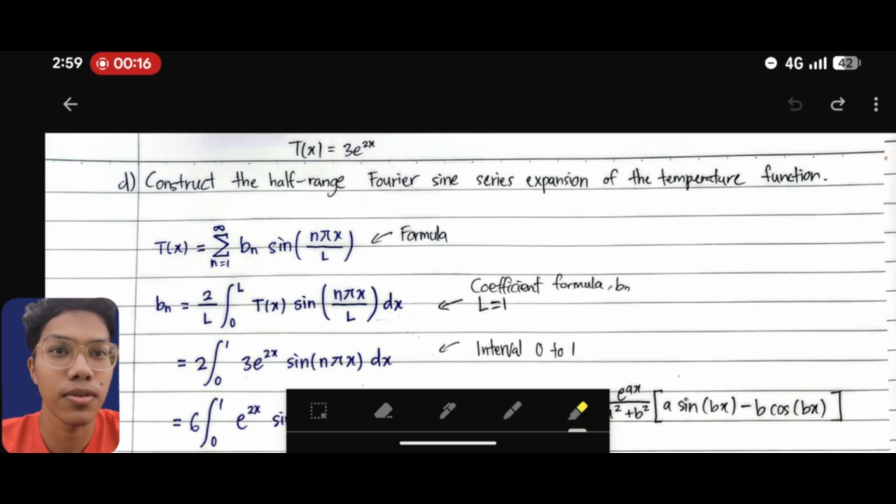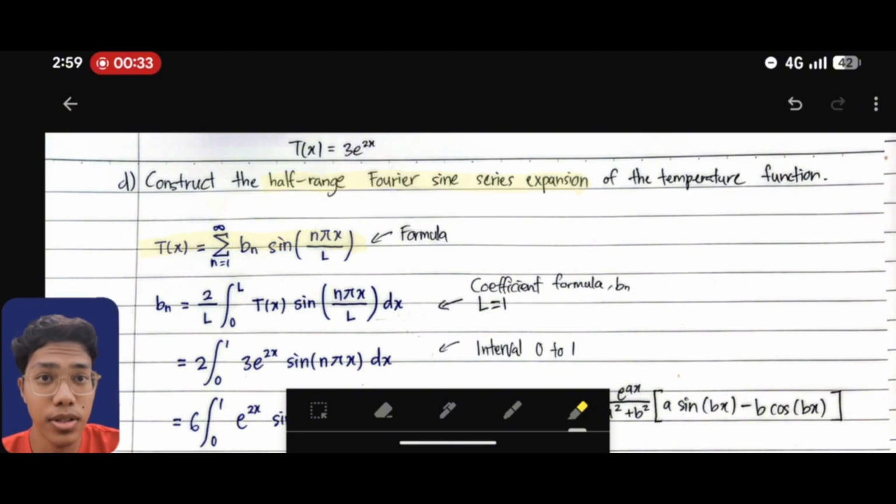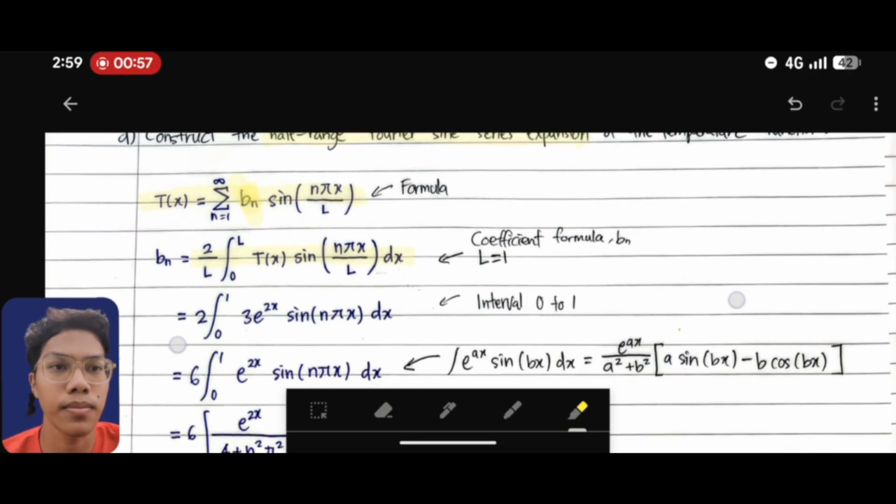So I'm going to explain question 1D. The question asks for the half-range Fourier sine series expansion, which has this formula. Firstly, we need to find Bn, which is the coefficient. The formula for the coefficient Bn is 2 over L, integrate from 0 to L, of f(x) sine n pi x over L dx. From the question, we also know that L is equal to 1.